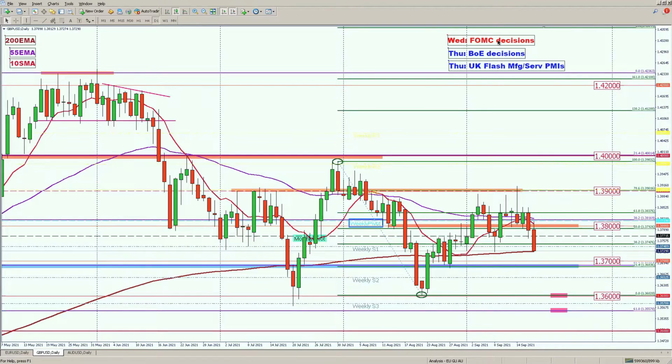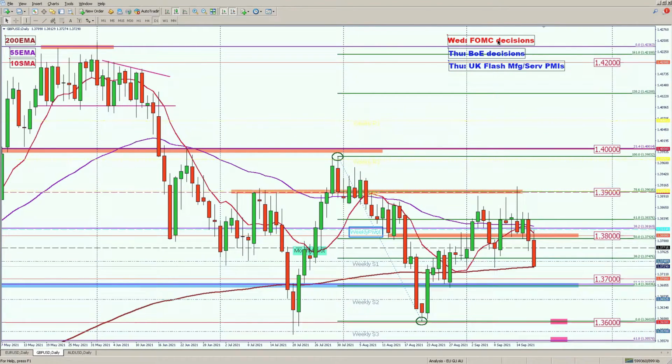62 Fib. And next week as well, it's a key week for the UK, with the Bank of England also having their meeting and policy decisions. And that's following Wednesday's Federal Reserve decisions. So this is a critical week for the cable.